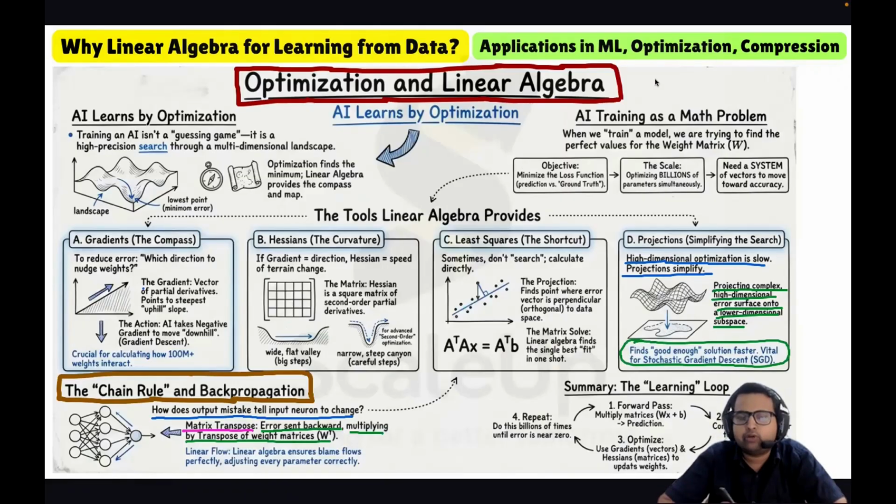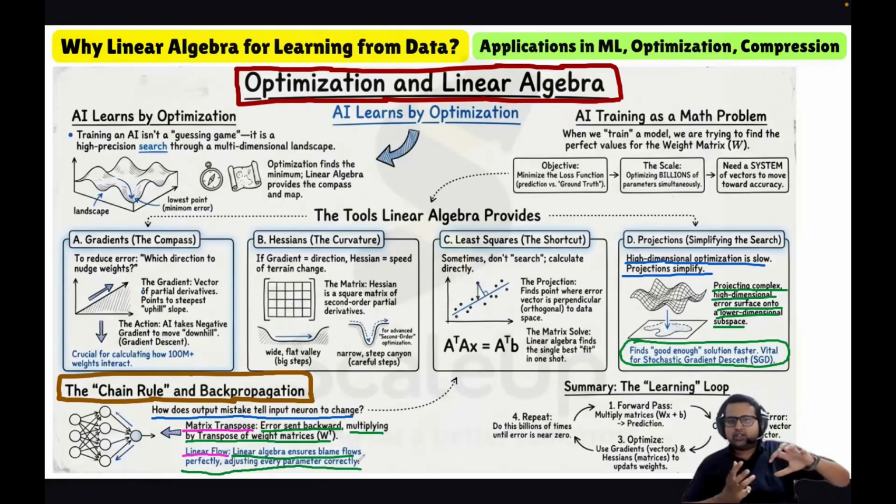If we talk about linear flow, linear algebra allows the blame for an error to flow perfectly across millions of connections, ensuring every single parameter is adjusted by exactly the right amount. Because of this back propagation, linear algebra is allowing the blame for an error, whatever the error is, to propagate from the backward direction. It is flowing perfectly across millions of connections, ensuring every single parameter is adjusted by exactly the right amount. So that's the idea of back propagation.